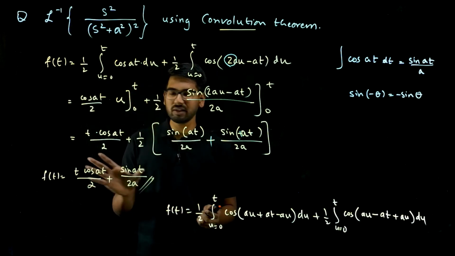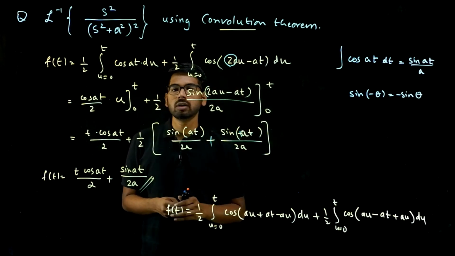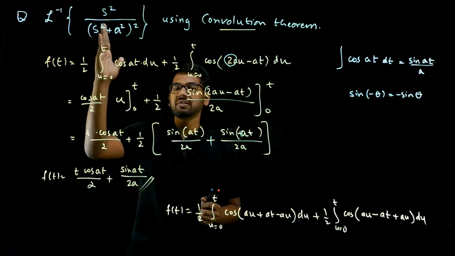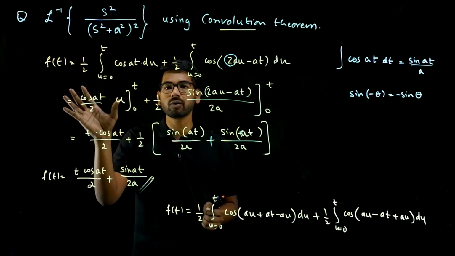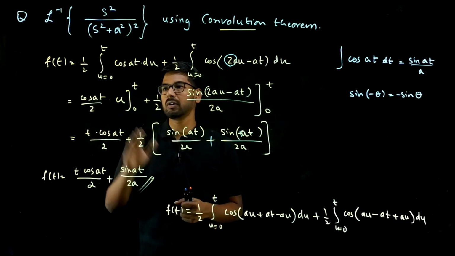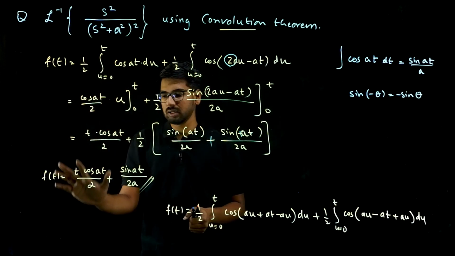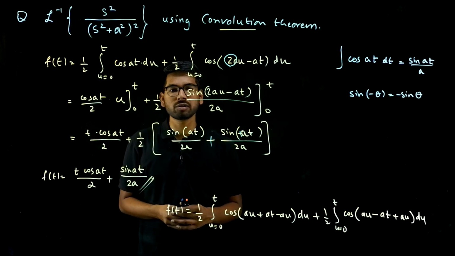So this is the Laplace inverse of this function. How did we find that? We used the convolution theorem, because the inverse Laplace transforms of individual functions cannot simply be multiplied, so we have to use convolution. Multiplication here is convolution there. So convolution is integration. This is how you find inverse Laplace transform using the convolution theorem.